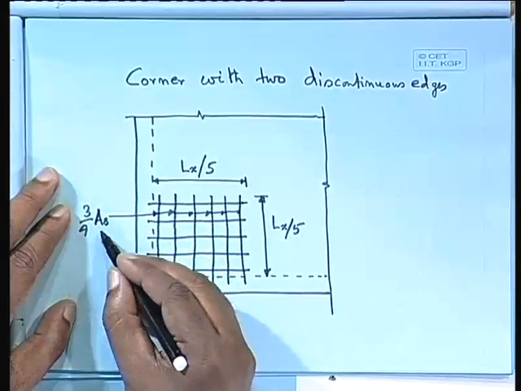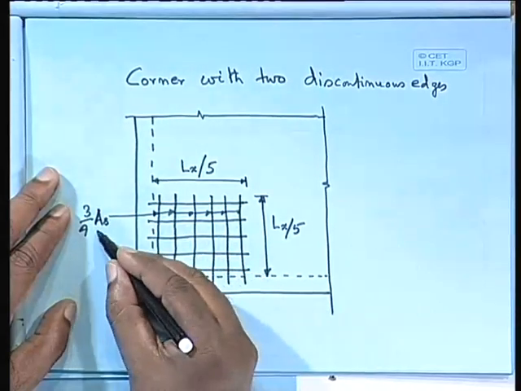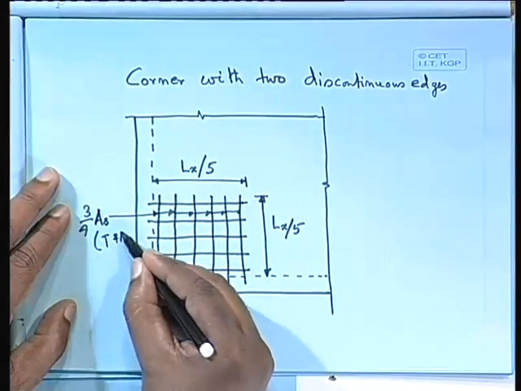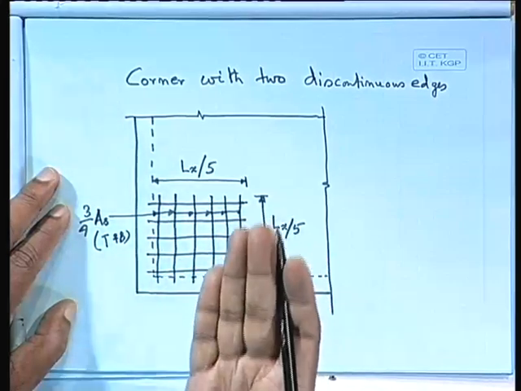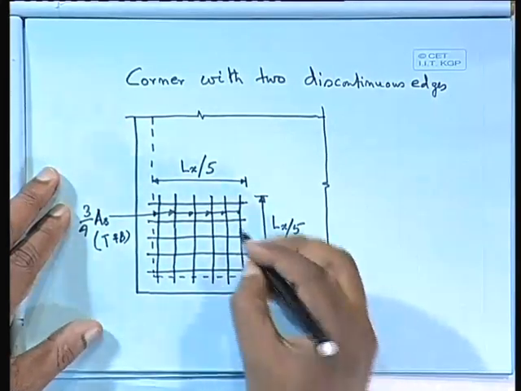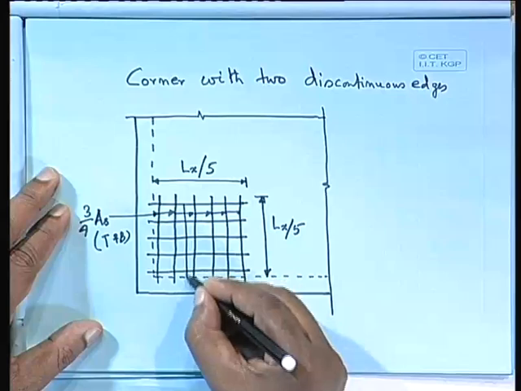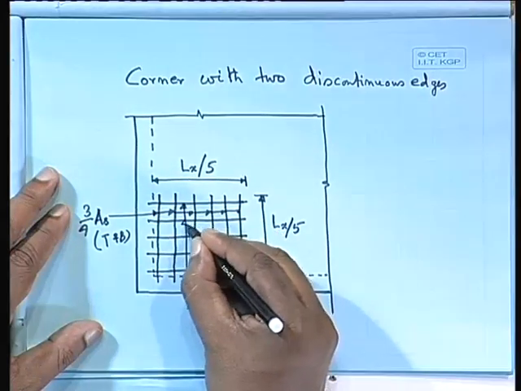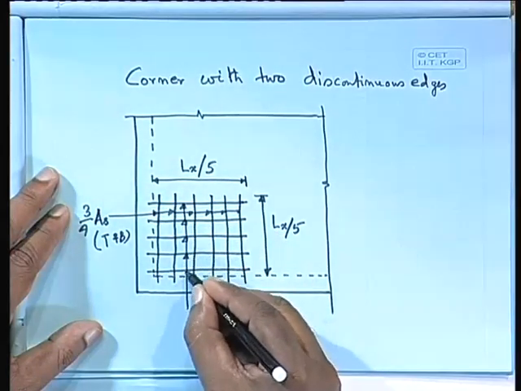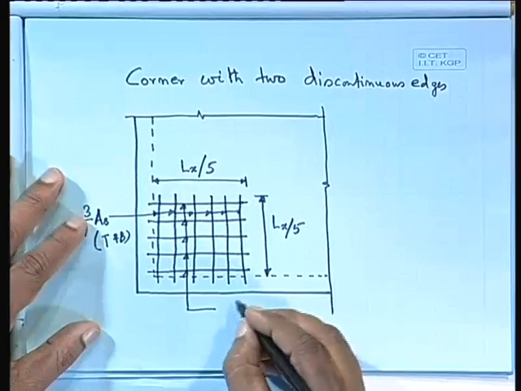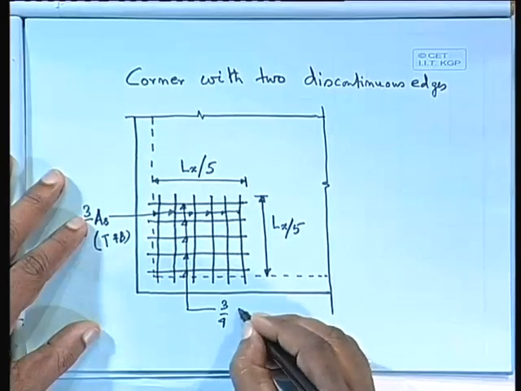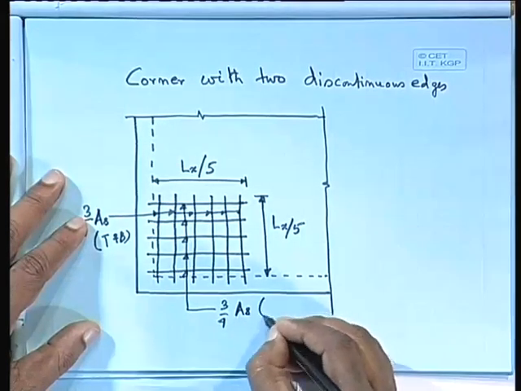So, 3/4 of the area of steel that you have to provide here, that should be at the top and bottom both, at the top as well as in the bottom. Similarly, the other reinforcement that we have to provide here also, 3/4 of the area of steel, top and bottom.